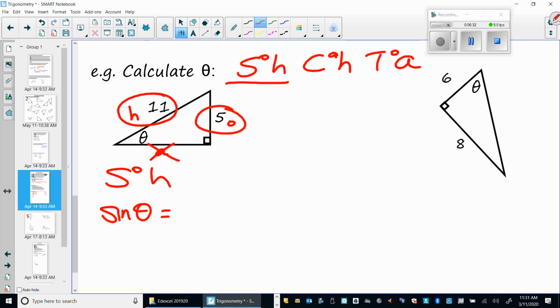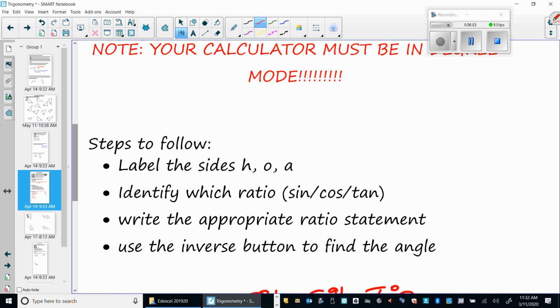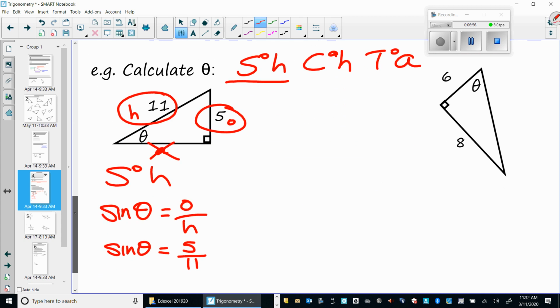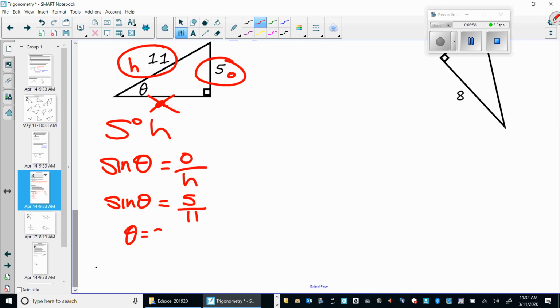So remember we used them like the speed, distance, time triangle. We cover up the S. Sine is opposite over hypotenuse, because it's up in the air. So sine theta is, what was our opposite length? 5 over 11. And so theta is going to be sine to the minus 1 of 5 over 11.